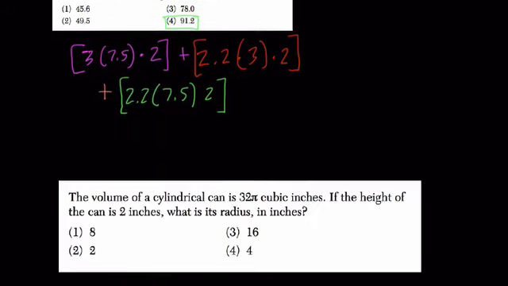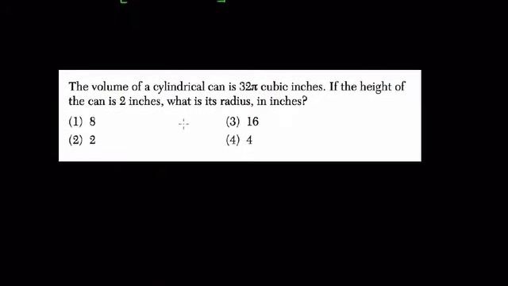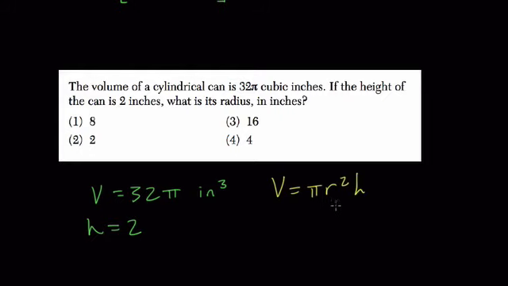Okay, we're getting there. The volume of a cylindrical can is 32 pi. So the volume is 32 pi cubic inches. If the height is 2, what is the radius? Well, this is just a basic algebra problem because the volume of a cylinder is pi r squared, the area of a circle, times the height. And here they're saying that the height is 2, okay? And they want us to find the value of r.